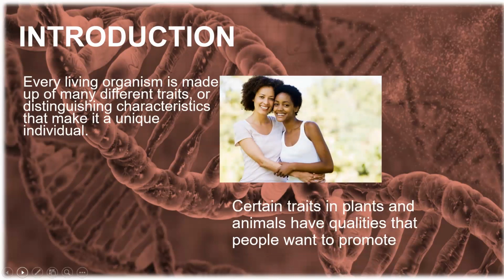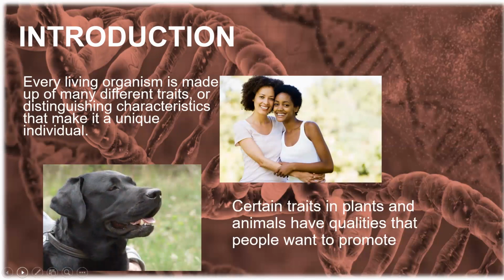Certain traits in plants and animals have qualities that people want to promote. For example, dog breeders have used the variation in traits of hair color to produce the white, black, and brown color variation of Labrador retrievers. This is a Labrador retriever. Such variations are achieved through selective breeding of individuals. That is, only individuals that show the desirable traits are permitted to reproduce.